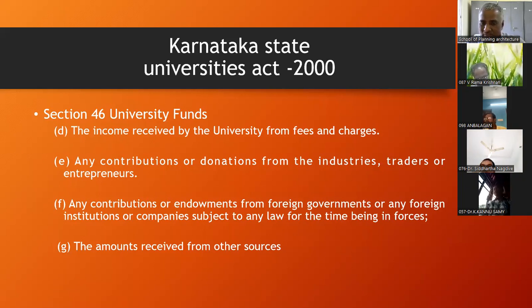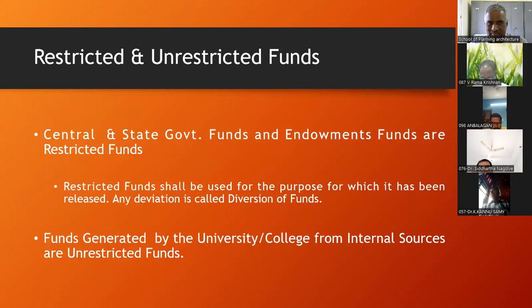Any contribution or endowments from foreign governments or foreign institutions, companies, subject to the law for the time being in force. Clause F says that you can also receive foreign contributions. This is as per the FCRA Act. We have a central act called the Foreign Contribution Regulation Act. If we want to receive any contribution from foreign donors, we have to be registered under the FCRA, receive the amount from those donors, and account for it under the FCRA. This means we have to submit the annual return under the FCRA. And then the amount received from other sources. These are all the sources of funds for a university.